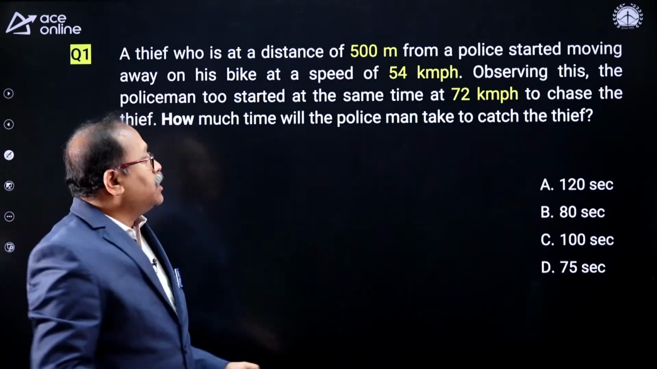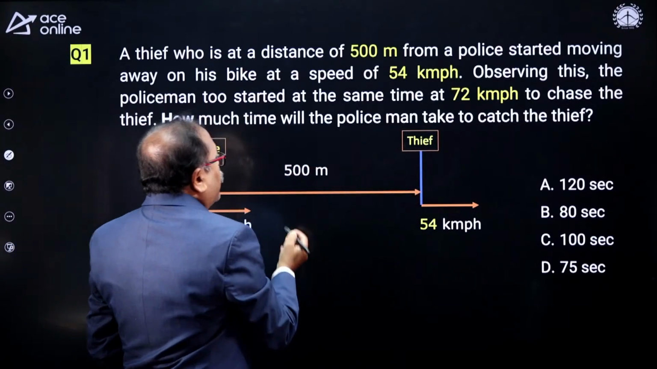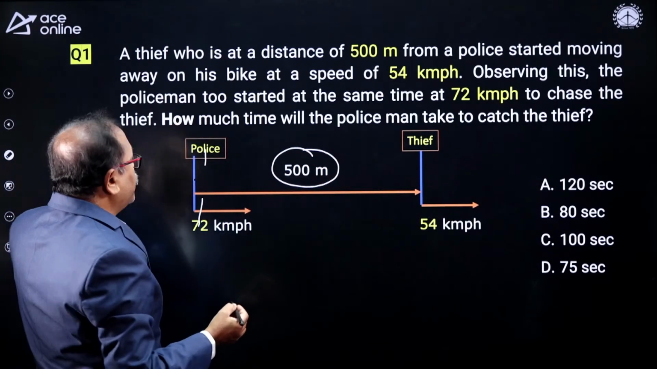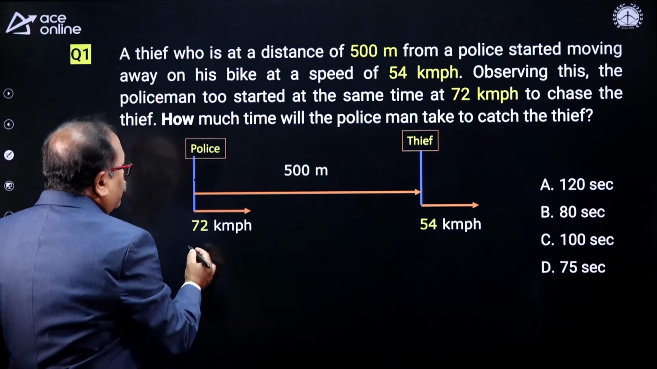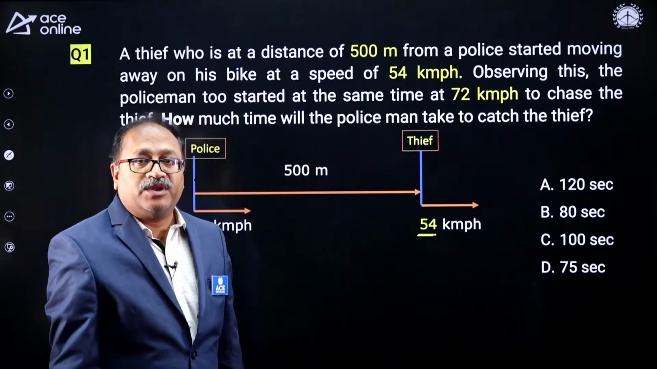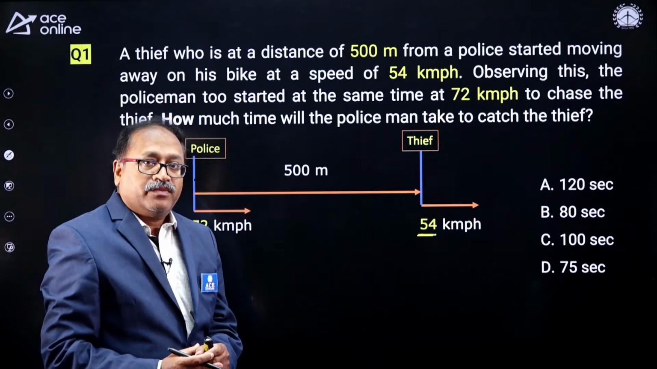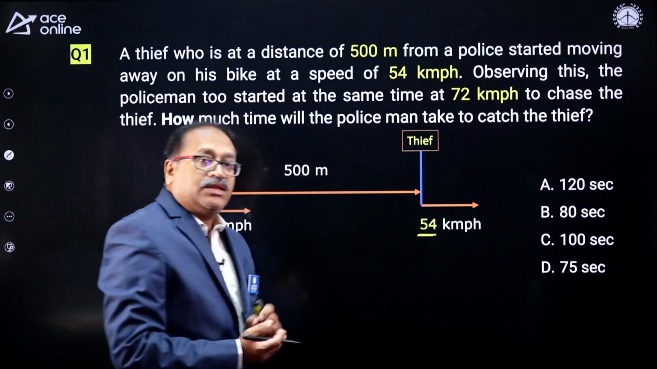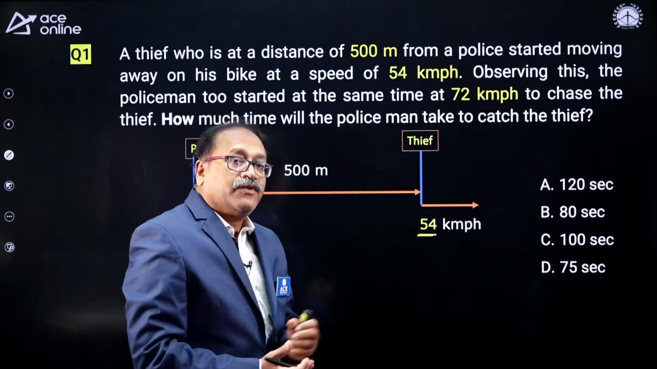So the situation is something like this: there is a policeman here and the thief, and the distance between policeman and thief is 500 meters. The speed of the policeman is 72 kilometers per hour, and he is chasing the thief who is running at 54 kilometers per hour. How much time will it take? As both of them are moving in the same direction, what will be the relative speed? The relative speed will be A minus B. And the distance is already given between the police and thief, which is 500 meters.